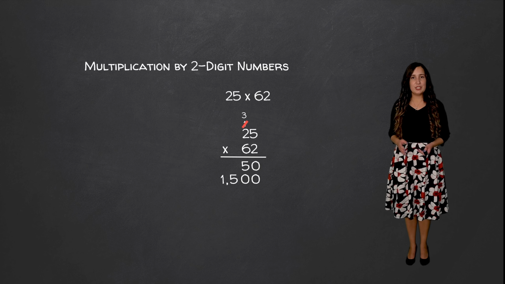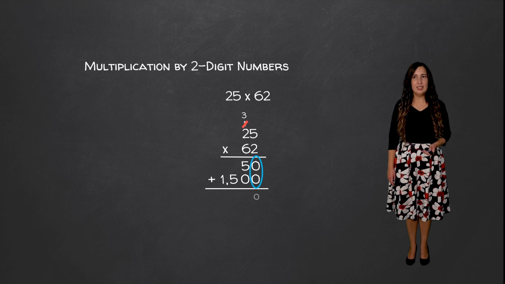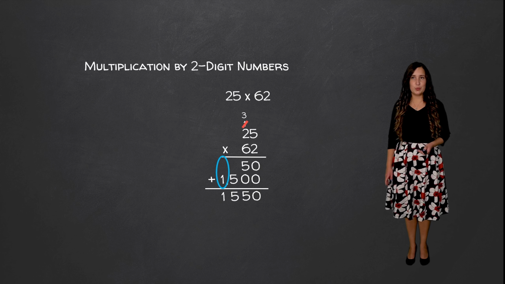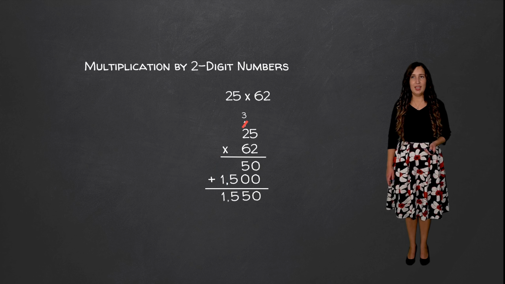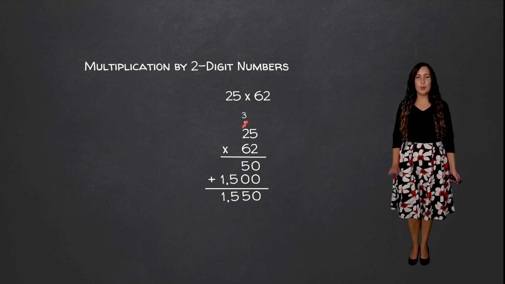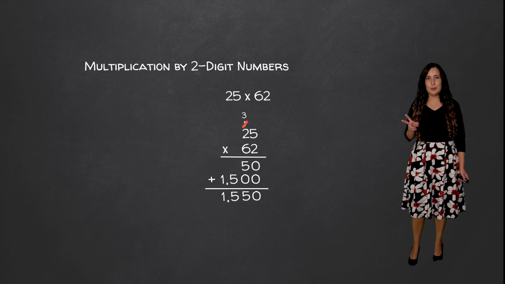So now we have two values here, 50 and 1,500. And what we're going to do is add them together. So starting with the ones place, we have 0 plus 0, which is 0. Then we have 5 plus 0, which is 5. Then we have nothing plus 5, which is 5. And finally, we have nothing plus 1, which is 1. All right, so 25 times 62 is equal to 1,550. So let's do 2 more examples.